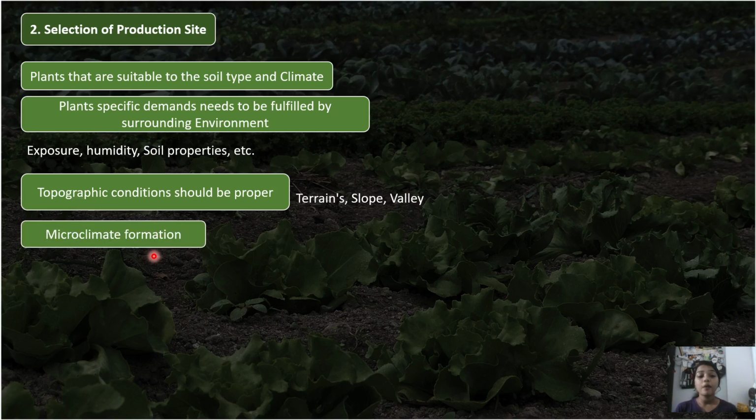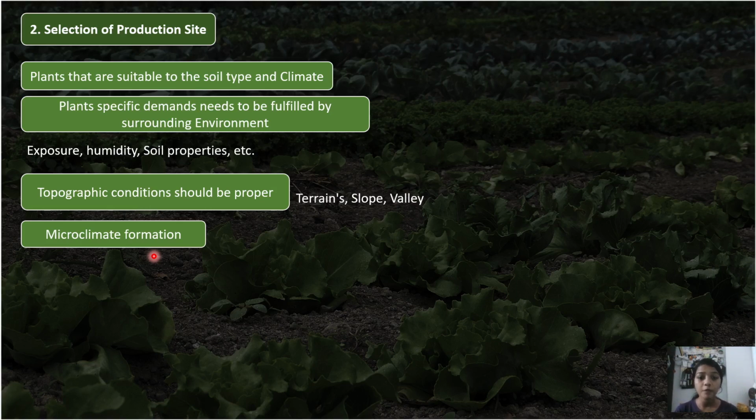In organic farming, microclimate formation is very important. What is microclimate? Microclimate is the local climatic conditions that get formed in a certain region because of the presence of plants, microorganisms, animals, etc. present in a small local area, right?